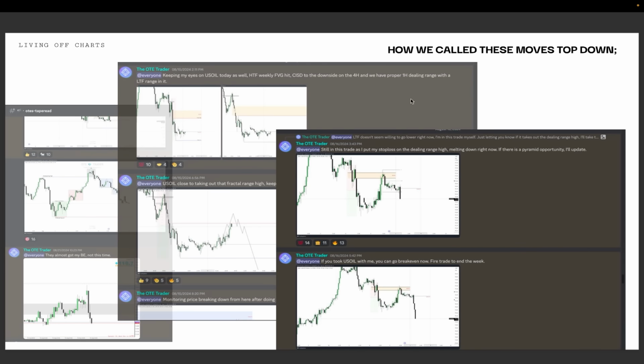Here's the move called in the Discord group by the OTE trader. You can see we're calling shorts on US oil, and we're going to go over exactly why we had that bias. It wasn't only a one shot, one kill and a weekly bias. We actually had a high time frame low that we were looking for, so price was really moving forward down to that low.